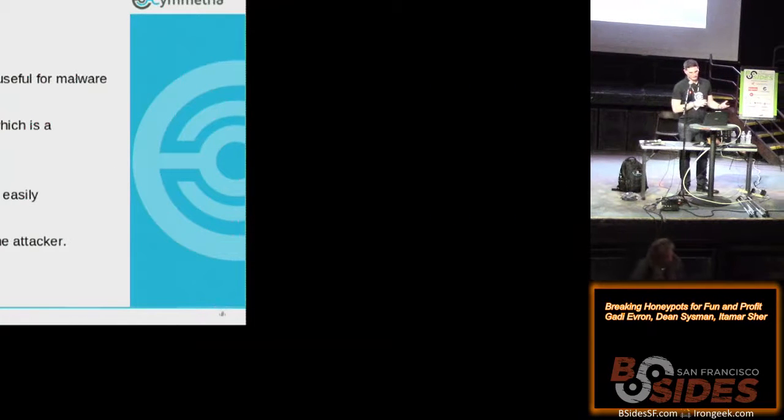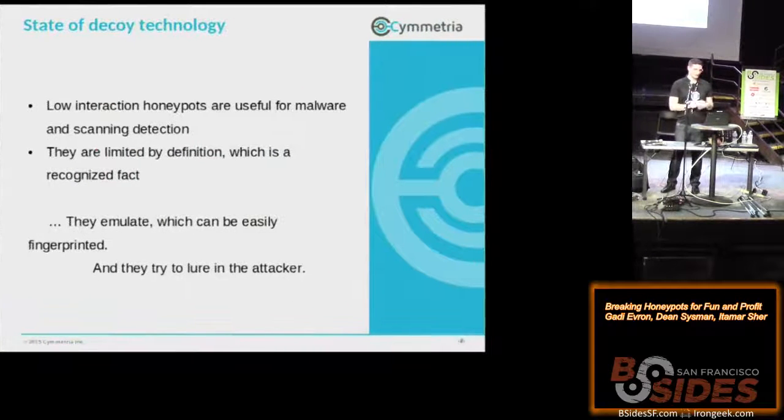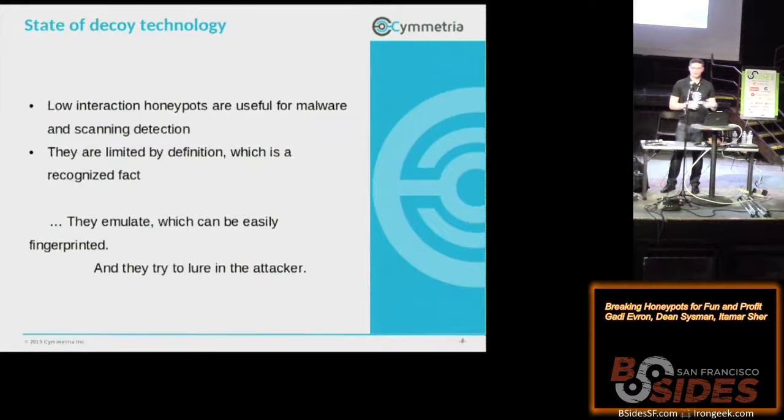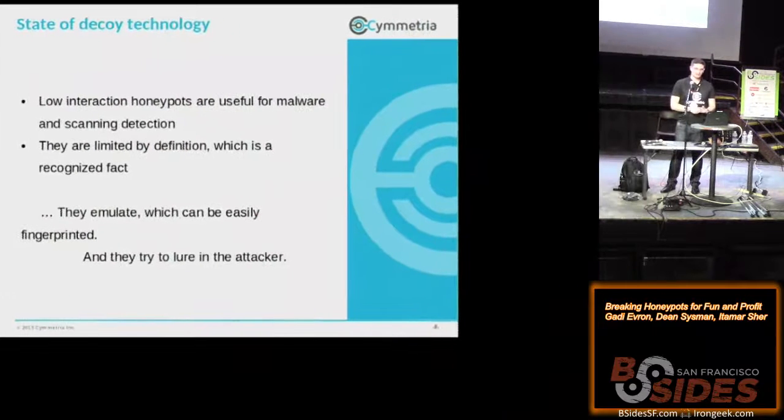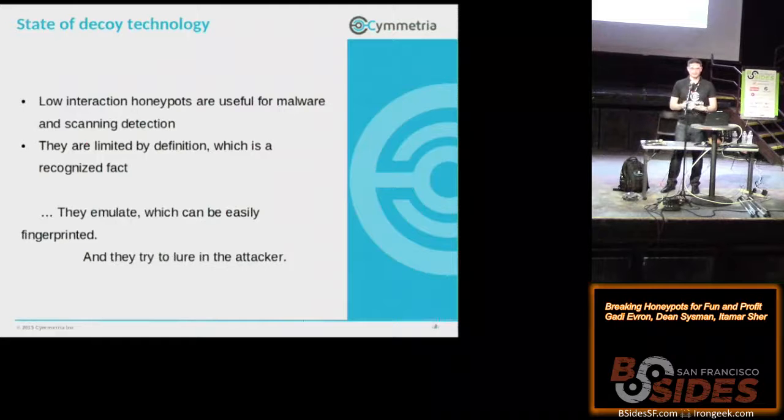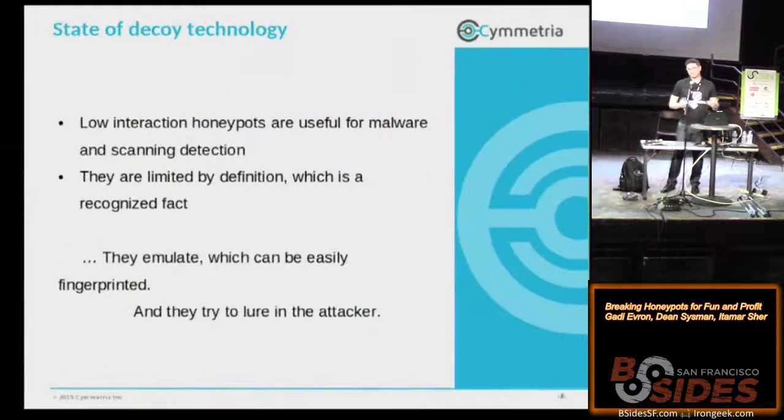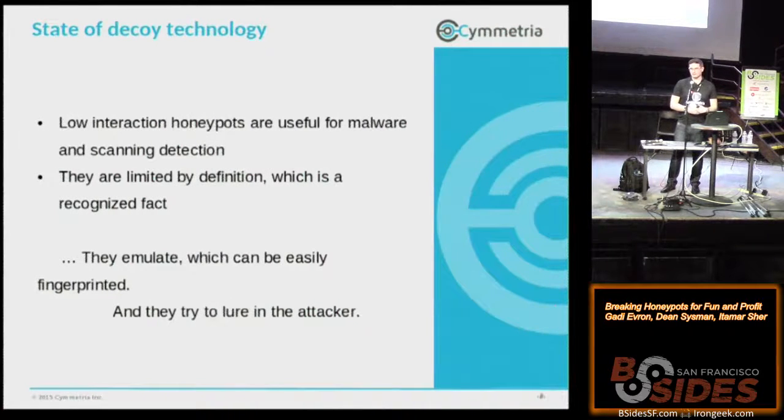Right, so let's talk a little bit about the state of decoy technology. Most of the honeypots, you guys know the most prevalent and popular projects, are what's called low interaction honeypots, which we'll go into explaining. They're mostly usable for malware and automatic exploit detection. But they are very limited, and the reason being is they try and emulate a specific target. And a relatively well-informed attacker is able to realize that.